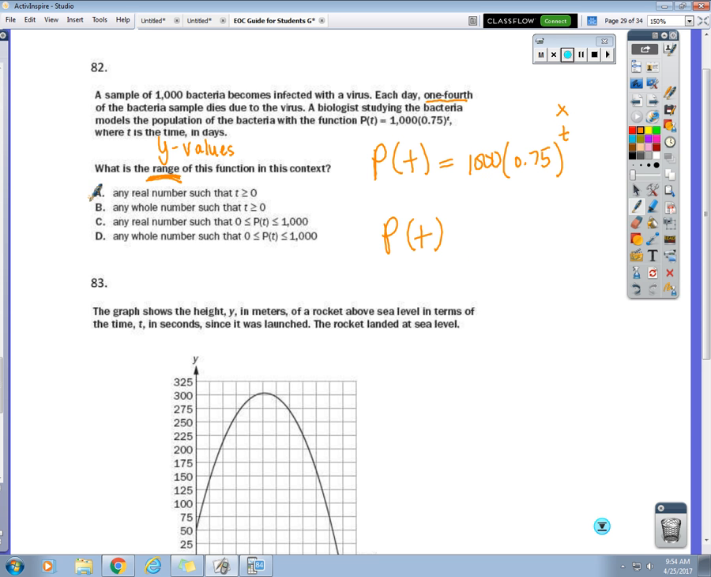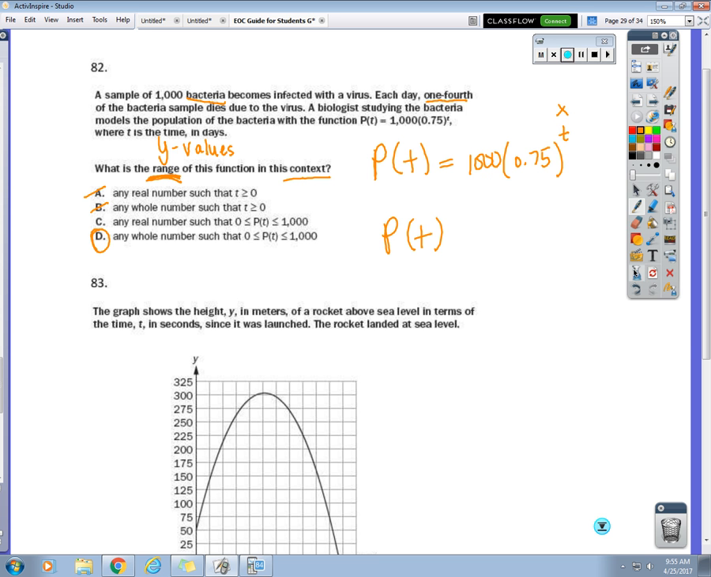Eliminate A and B, because A and B are both talking about T, which would be domain. That would be X values. P of T is what we're looking at because we're looking for Y values, range. So any real number or whole number? Think about in context of this problem. Whole number. These are bacteria. Okay, so it's whole numbers because they're bacteria. You're not going to split them, right?